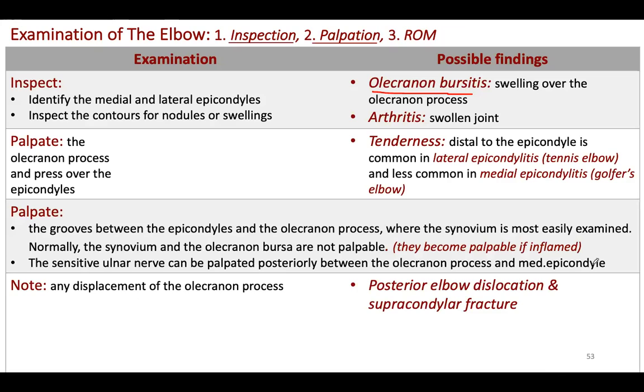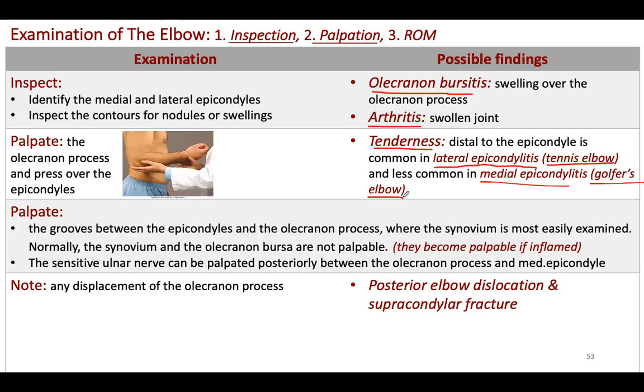And also look for any swollen joint. This swelling can tell you that there is arthritis. Palpate the olecranon process again and press over the epicondyles. Tenderness over the epicondyles can be epicondylitis. Lateral epicondylitis is famous for the name tennis elbow, and medial epicondylitis is also called golfer's elbow. We are going to talk about them in a minute.